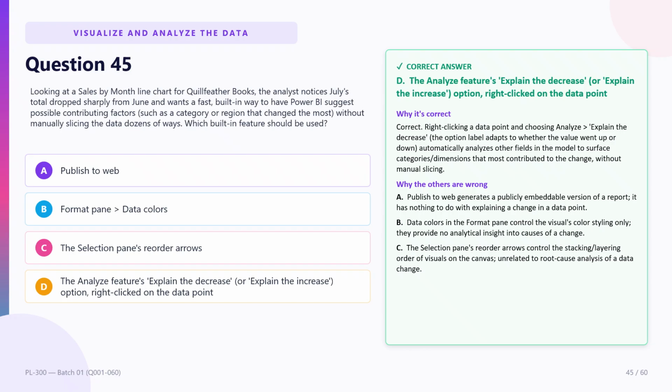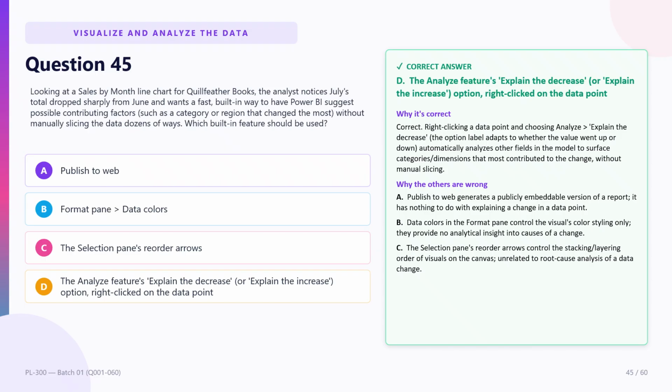The correct answer is D. The Analyze feature's Explain the Decrease or Explain the Increase option, right-clicked on the data point. Here's why. Right-clicking a data point and choosing Analyze, Explain the Decrease, the option label adapts to whether the value went up or down, automatically analyzes other fields in the model to surface categories/dimensions that most contributed to the change, without manual slicing. Now, why the others are wrong.